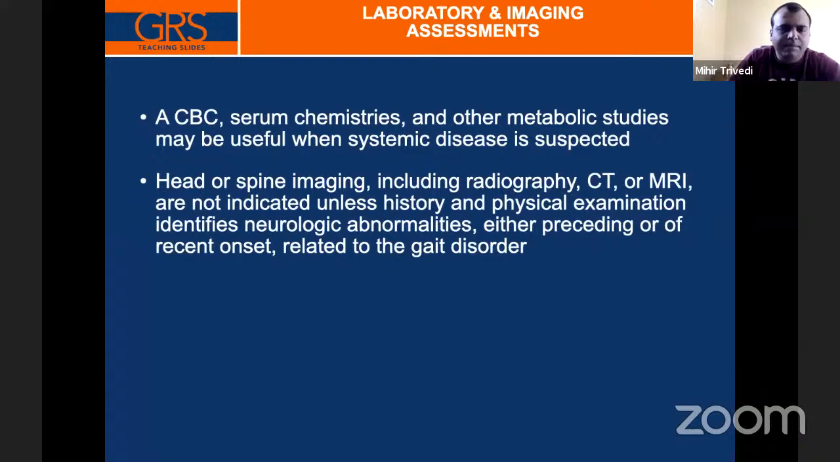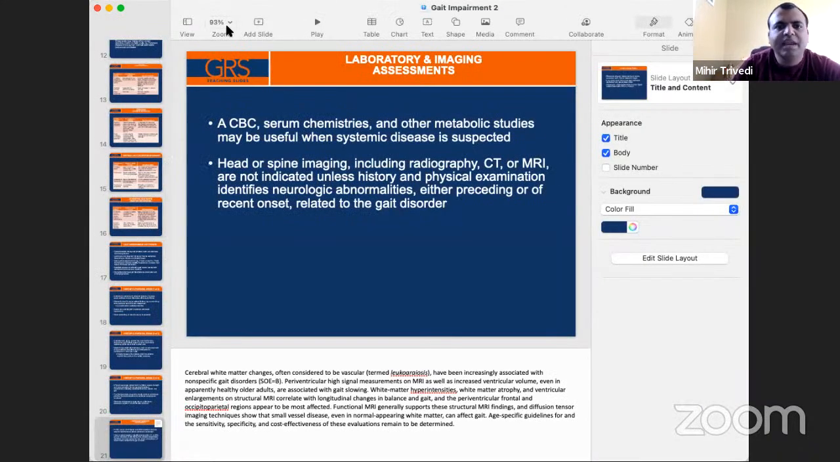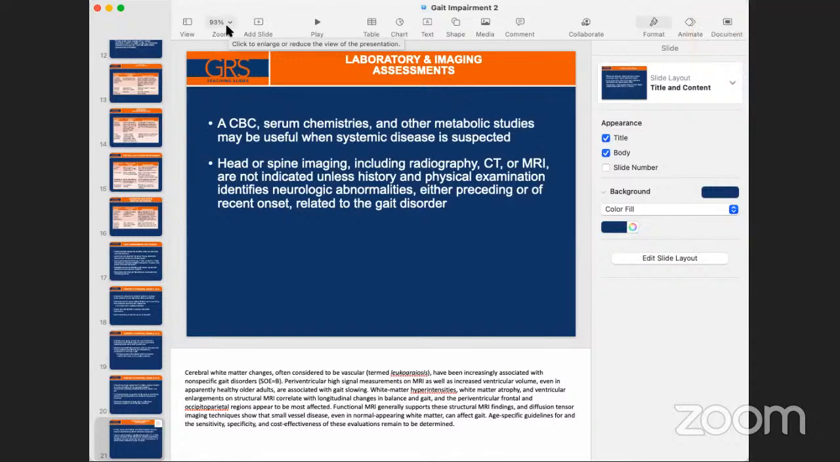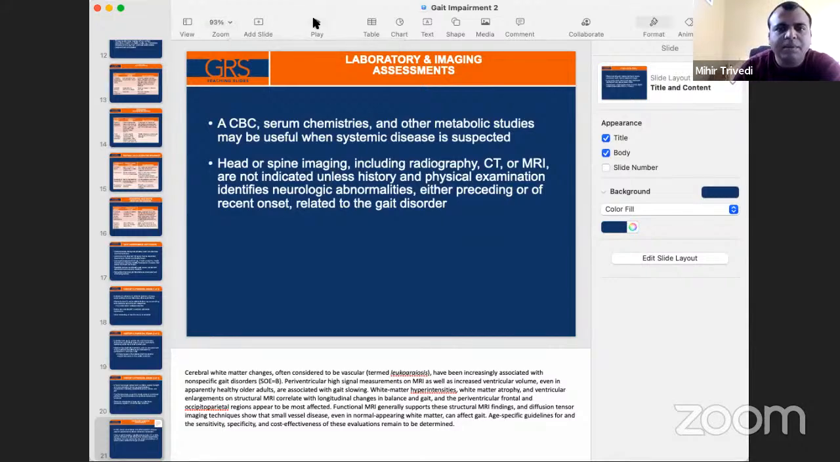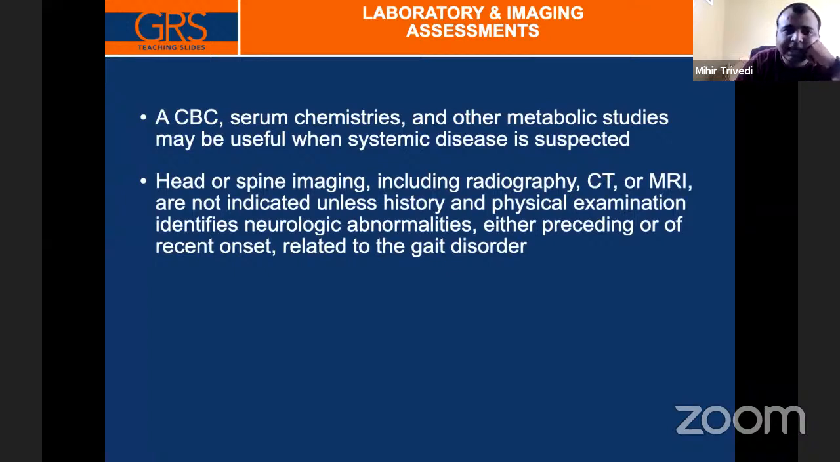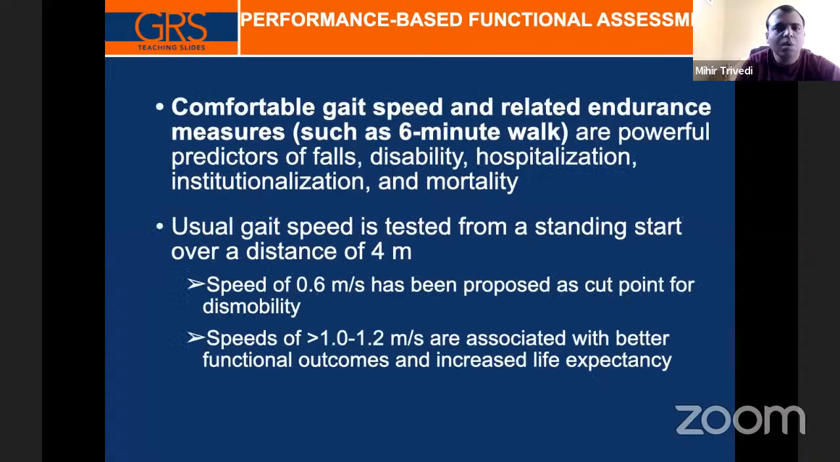Laboratory and imaging assessment. CBC can be helpful. Serum chemistries and other metabolic studies may be useful when systemic disease is suspected. Head or spine imaging, including radiography, CT scan, or MRI, are not indicated unless history and physical examination identify neurological abnormalities, either preceding or of recent onset, related to the gait disorders.